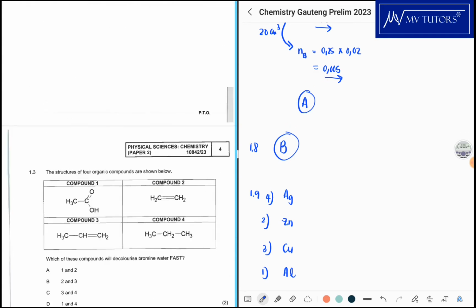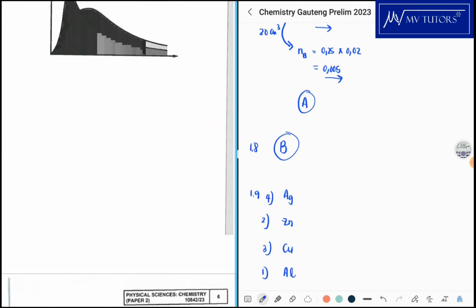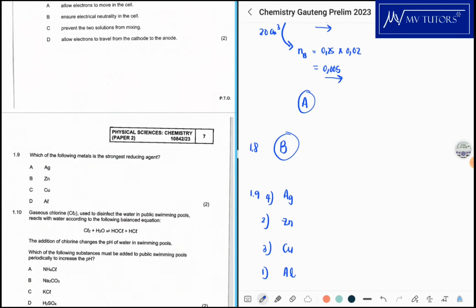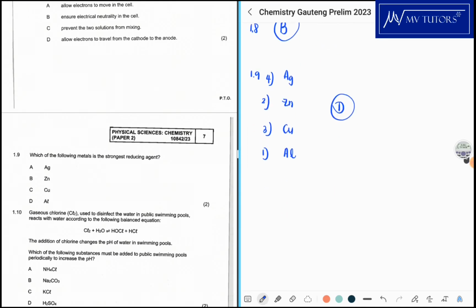Okay, so let's just go back to our question. Which of the following metals is the strongest reducing agent? Aluminium is the strongest. Which one would be the strongest oxidizing agent? It would be silver. And then 1.10.